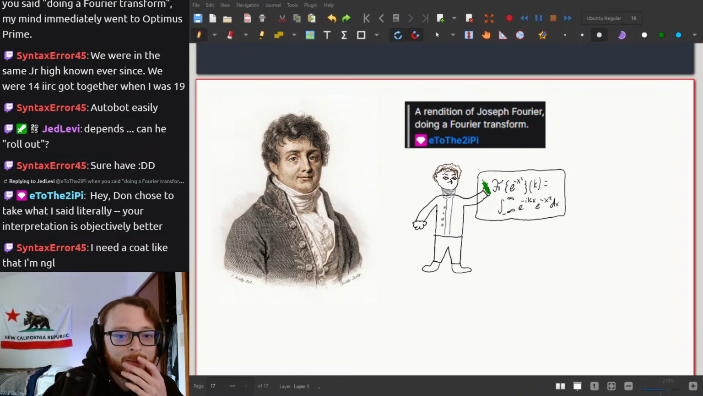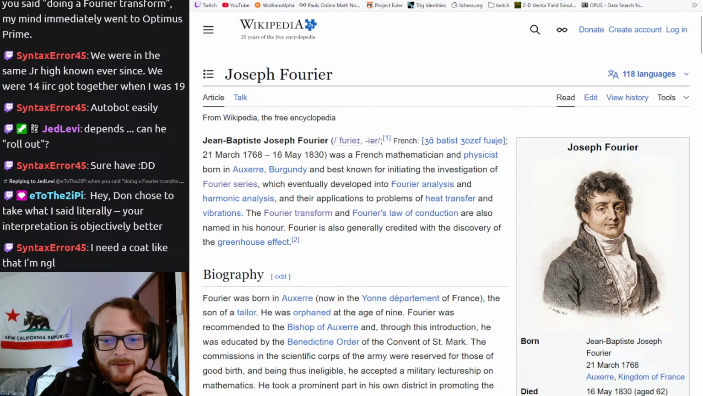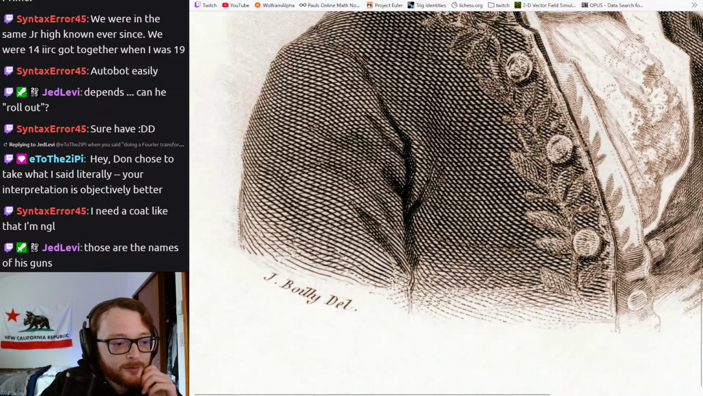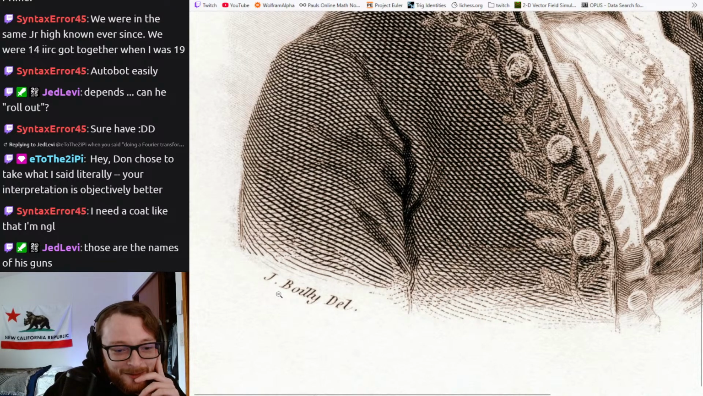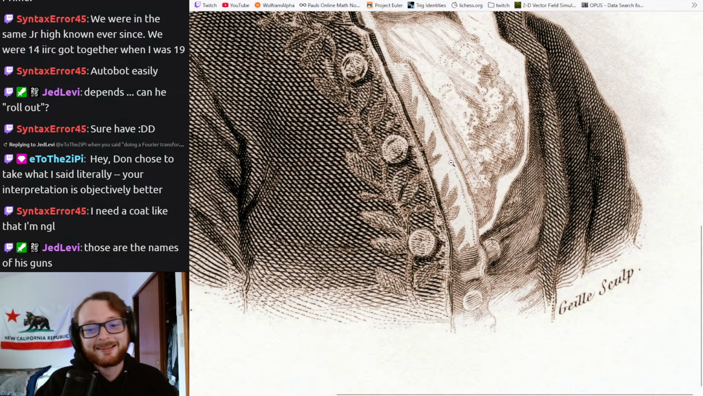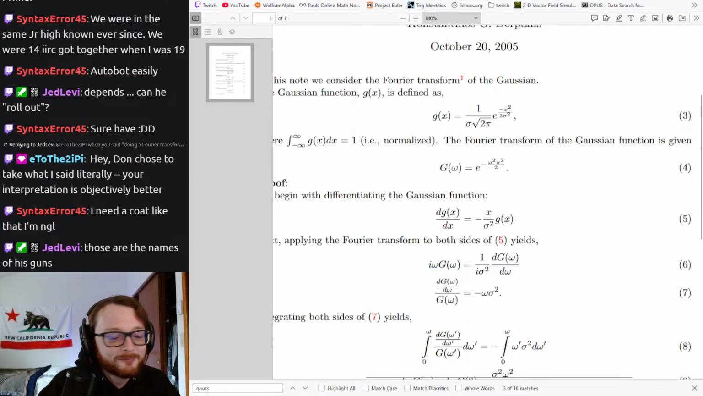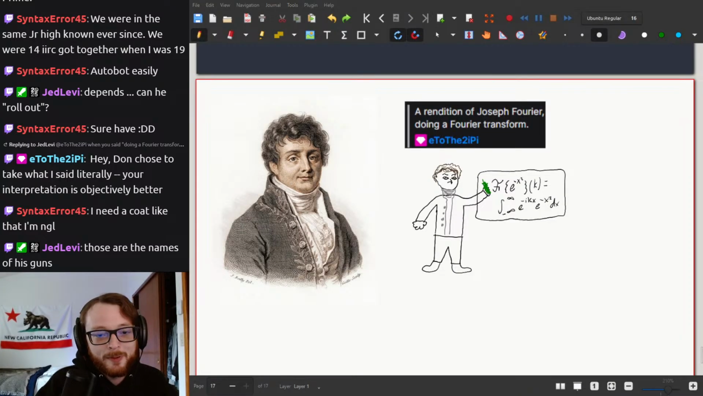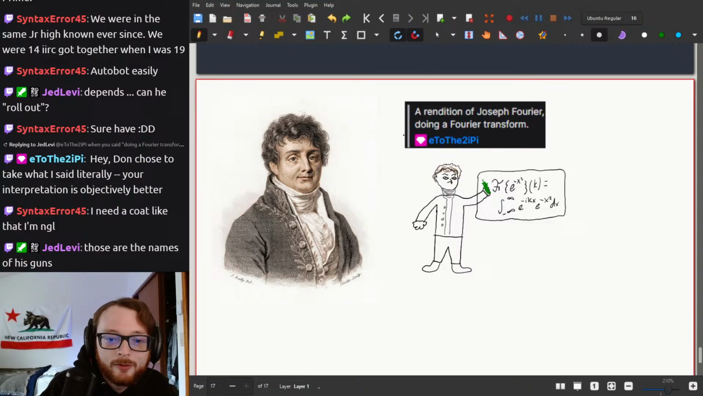So, unless there's any objection, I think that might be my Fourier drawing. I want to zoom and enhance. Names of his guns. J. Boylby? Dell? Boilby? I don't know. Gale? Sealp? Sculp? I don't know. Those are lame names for his arms. Okay, I'll post a picture of this in the Discord. Wait, what happened? Did I accidentally hit undo? What happened to his mouth? There we go. Give him his mouth back.